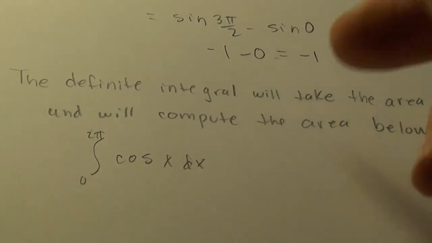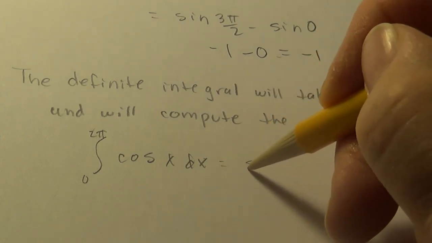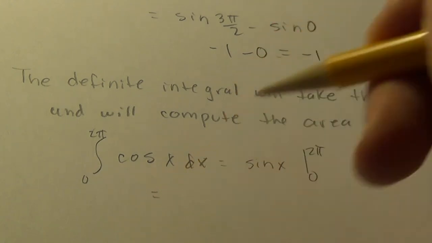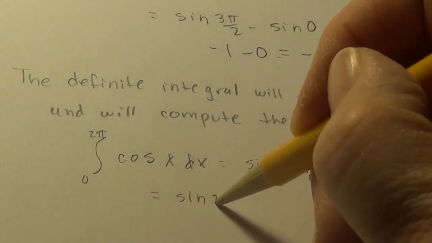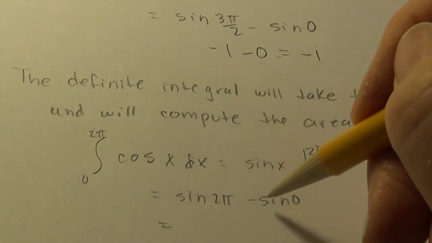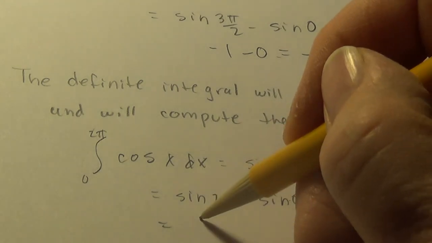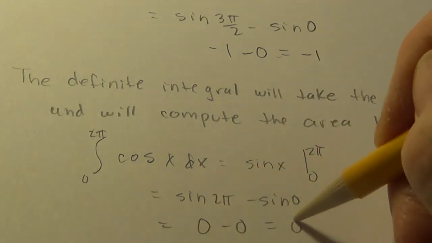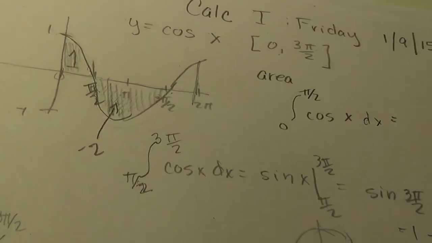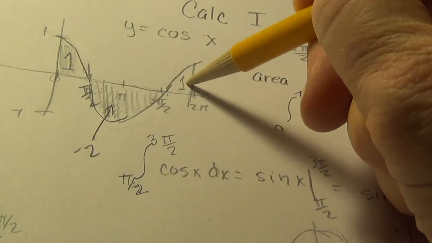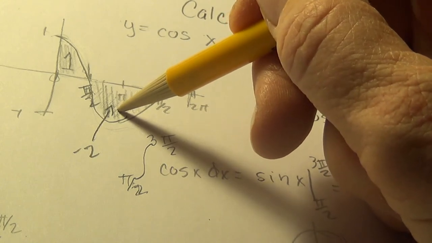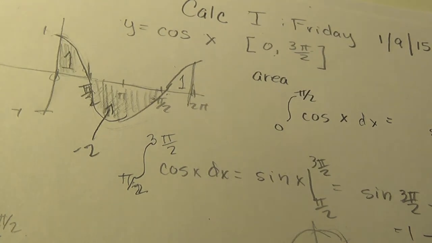So the integral from 0 to 2 pi of cosine of x equals sine of x from 0 to 2 pi, which will give us sine of 2 pi minus sine of 0. Sine of 2 pi is the same as sine of 0. They're the same spot on the unit circle. They're both 0. So was your prediction 0? It should have been, because the area above here is 1, this will also be 1, and the area below will be calculated by the integral as negative 2. 1 plus 1 minus 2 gives us 0.